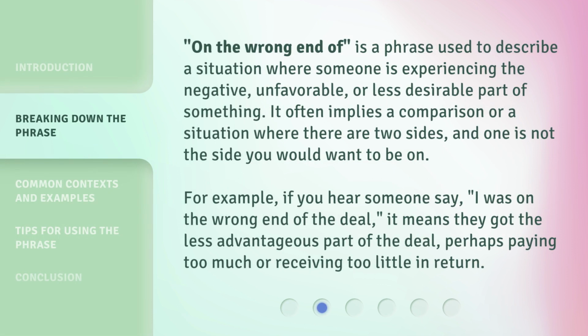"On the wrong end of" is a phrase used to describe a situation where someone is experiencing the negative, unfavorable, or less desirable part of something. It often implies a comparison or a situation where there are two sides, and one is not the side you would want to be on. For example, if you hear someone say, "I was on the wrong end of the deal," it means they got the less advantageous part of the deal, perhaps paying too much or receiving too little in return.